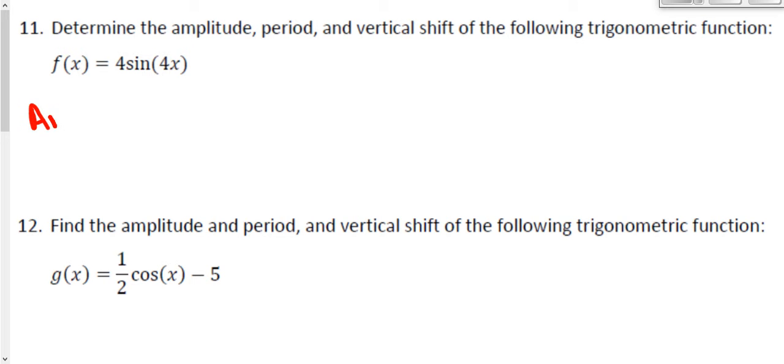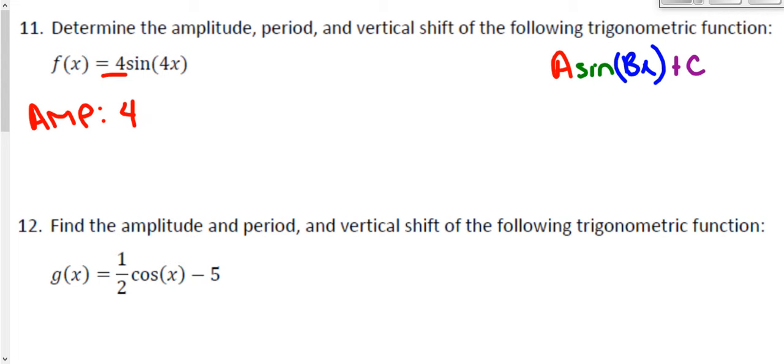To find our amplitude, we're looking for our a value. Remember, the standard form of an equation is a times the sine of bx plus c. So a is going to be the amplitude, and it is created by the number in front of our trig function. So our amplitude is the number 4.